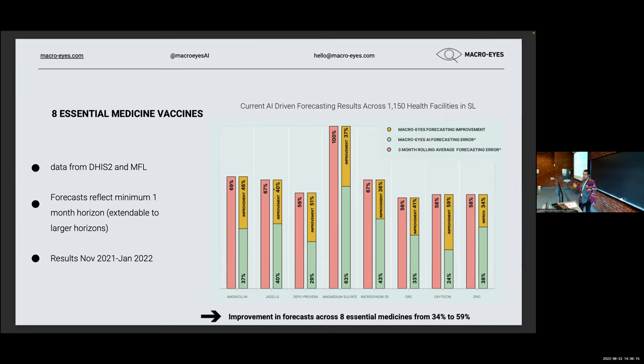And this is what you see in red for each product. So for example, for amoxicillin, here you see that if you use the 3 months rolling average, we get around 69% error. And in green, you can see our error. So if you use the MacRise solution, we get 37%. So we had around 46% improvement for this product. And of course, depending on what product you have, we managed to improve the forecasting error by between 34% and 59%.